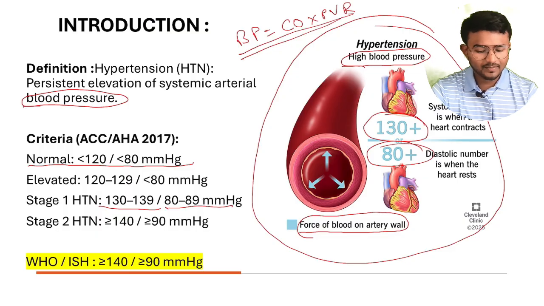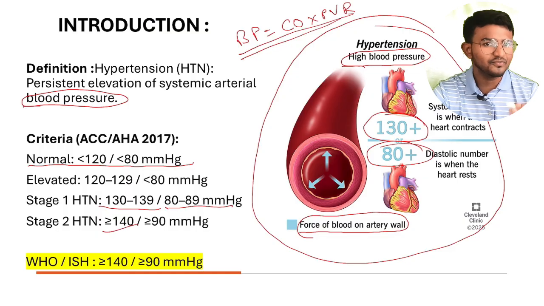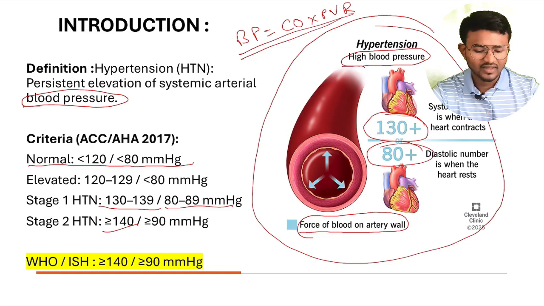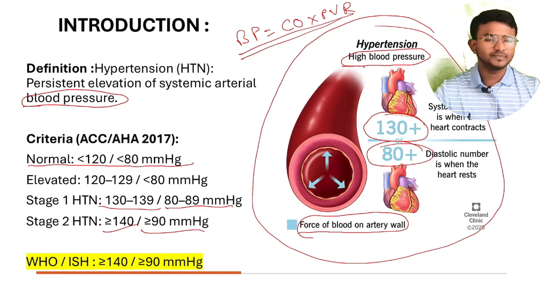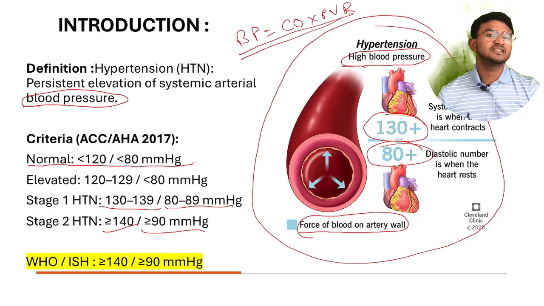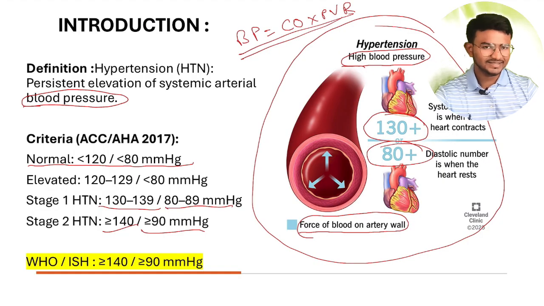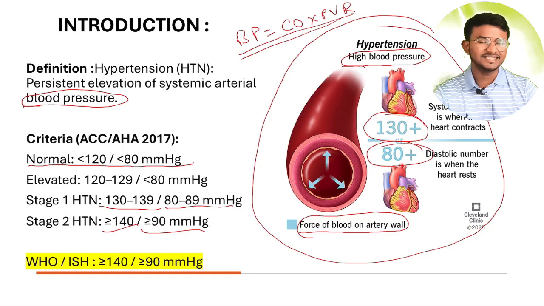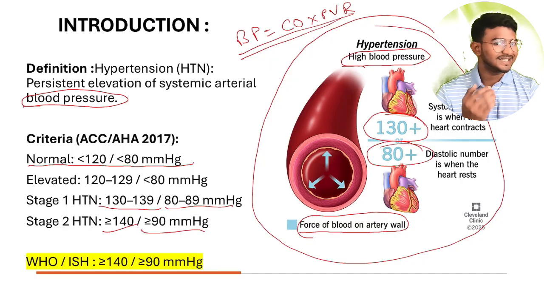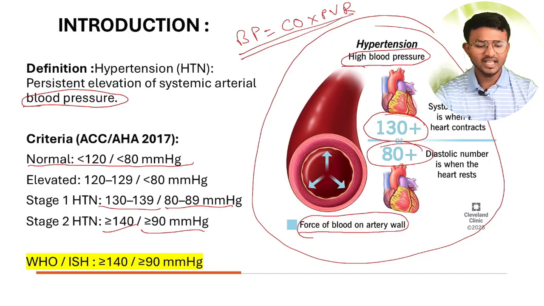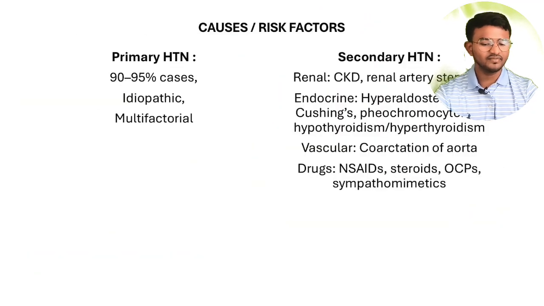In stage 2 hypertension, the systolic is greater than or equal to 140 and the diastolic is greater than or equal to 90 mmHg. So for your exams, based on WHO or ISH, the value of blood pressure that defines hypertension is greater than or equal to 140 by greater than or equal to 90 mmHg. Based on patient age and patient comorbidities, we have to treat hypertension. Okay, so this is the main introduction of hypertension.